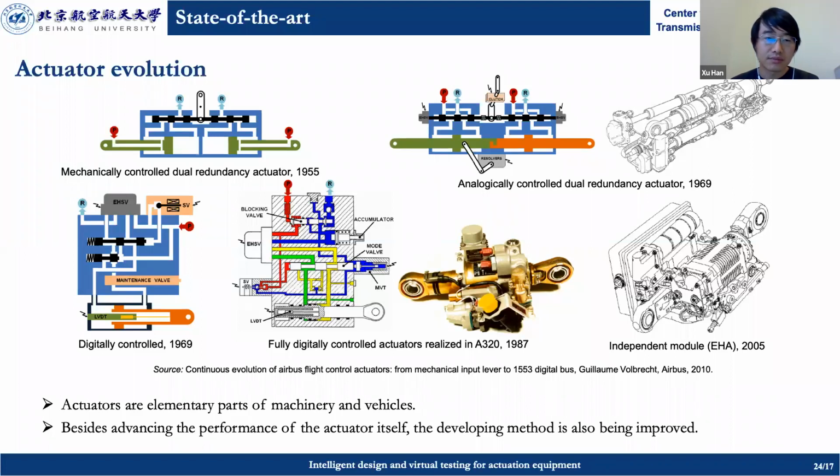Here we can see this is a cylinder which has a rod connect to the load and moving the load. And here a valve which is mechanically controlled. When come to 1969, the actuators on aircraft start to use electronics. We can see both analogically and digitally controlled actuators on aircraft. And when come to 1987, the Airbus A320 use fully digital controlled actuators.